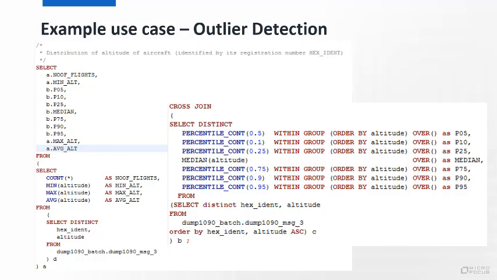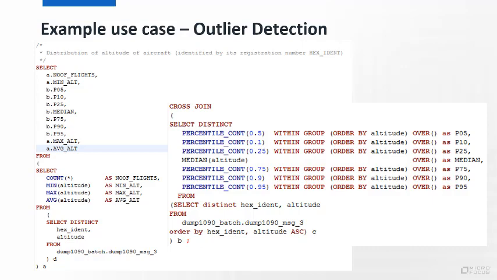With a typical aircraft's signals, let's now look at the distribution of altitudes of all the aircraft's messages, all 150 million of them. Let's pull out the 5%, 10%, 25%, median, 75%, 90% and 95% percentiles using the percentile_cont function.